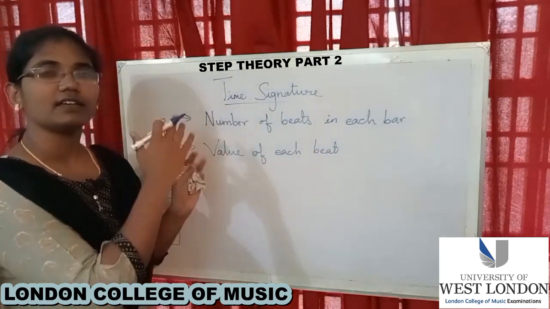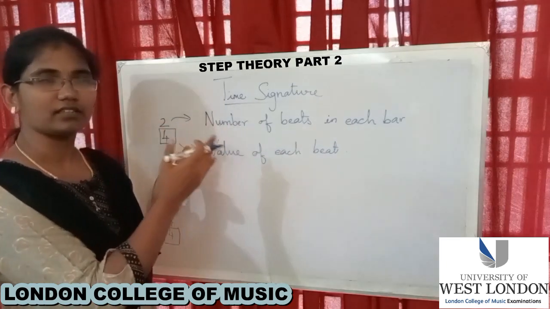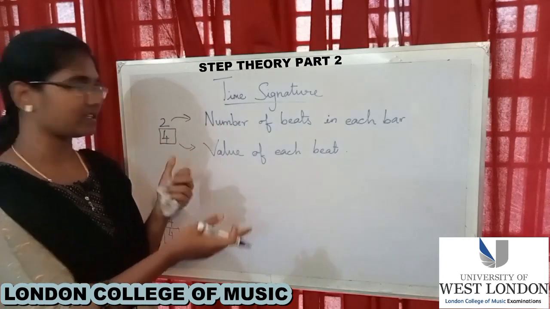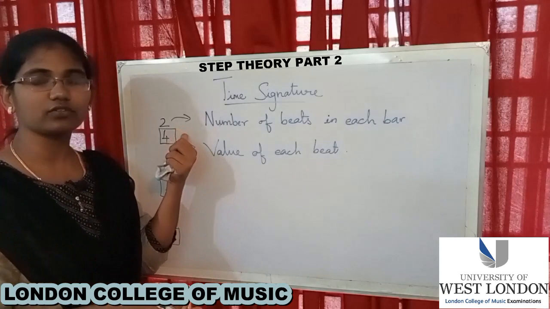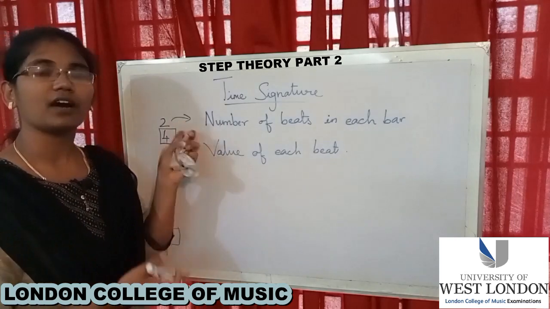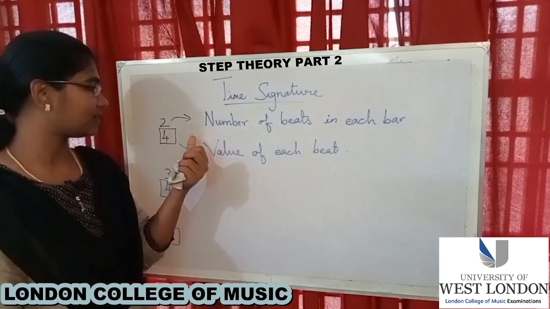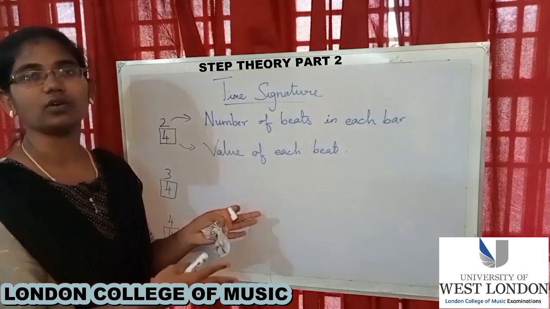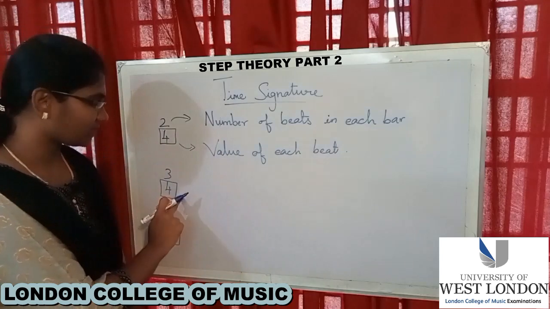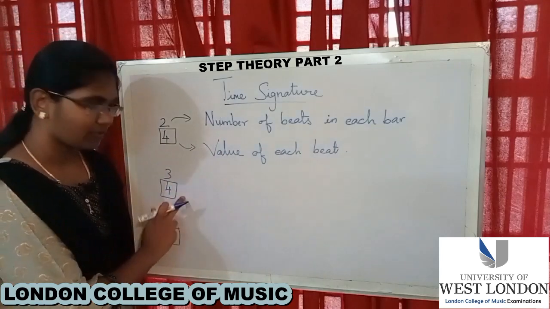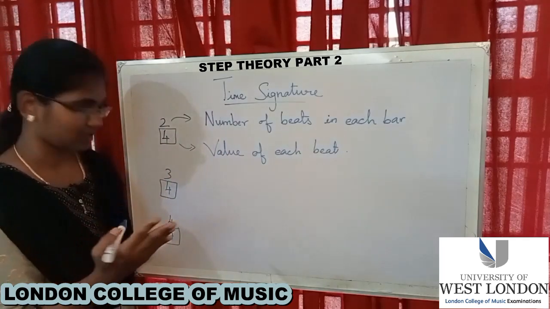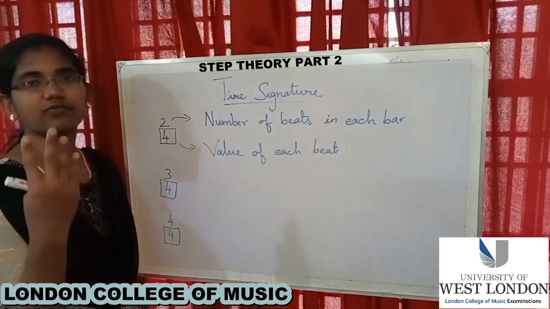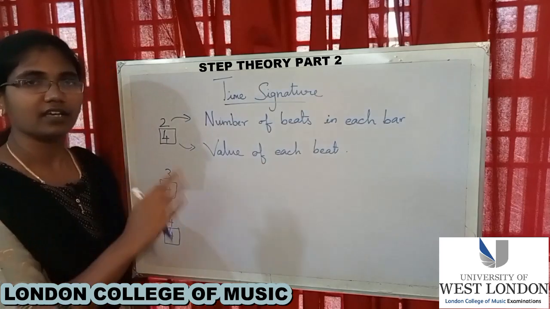Actually, we learned that in each bar the counts must be equal, right? So the 2-4 time signature means all the bars have only 2 counts in each bar. In 3-4 time signature, all bars have 3 counts. In 4-4 time signature, it has 4 counts in each bar. Is everything clear?